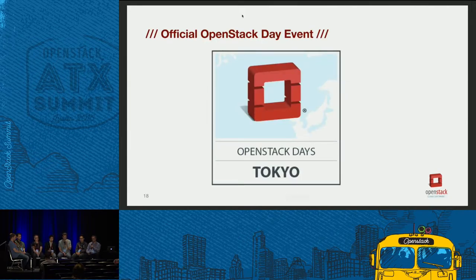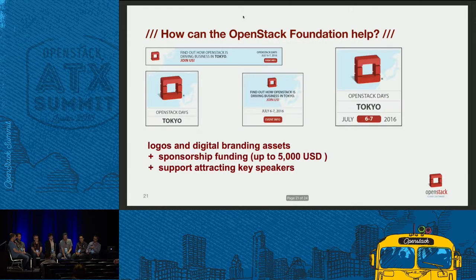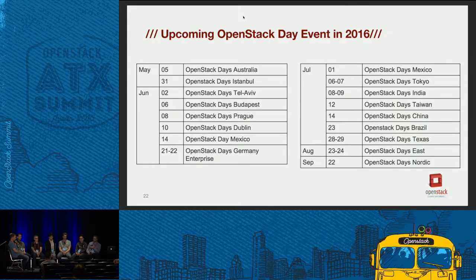Some of us are also running OpenStack Day events all around the world, and they also get some official branding and logos. Basically, our goal with OpenStack Day was to clone this summit a little bit to the local region, because a lot of people simply cannot afford to visit a week-long event here. We will run one on June 6th in Budapest, and we have a calendar here. I think we are all around the world now.